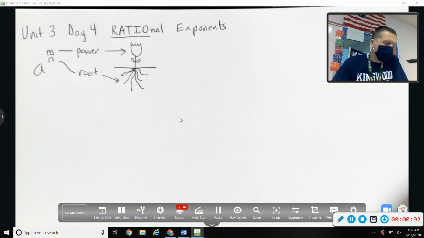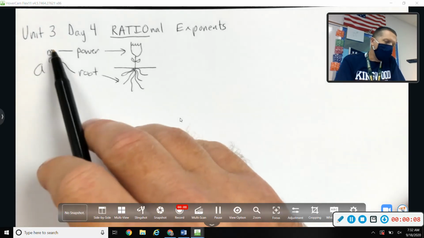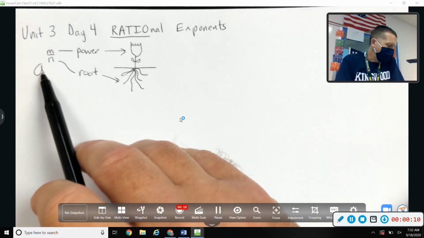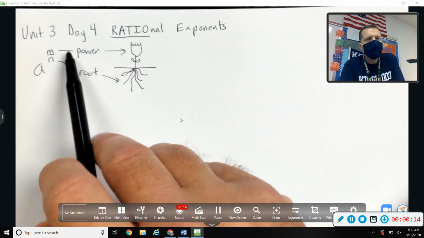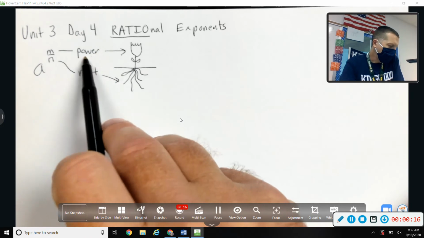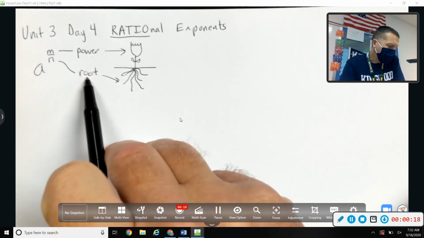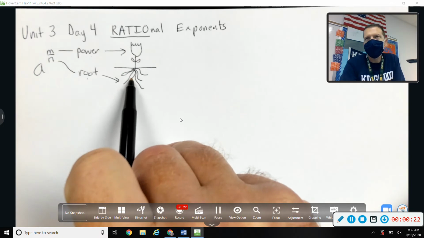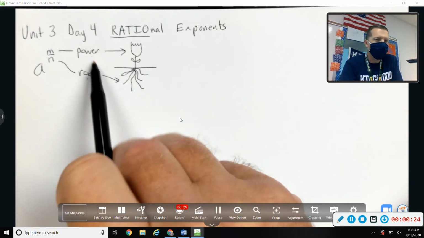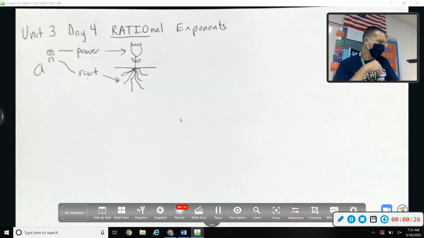All right, Unit 3, Day 4, rational exponents, ratios as the exponent. So a to the m over n. This could be numbers, it could be letters, it doesn't matter. Right now we're just getting the vocabulary down. The top number is the power, the bottom number is the root. So flower power goes on the top, the root grows on the bottom. So that's how you keep it straight. The root's always the one on the bottom.